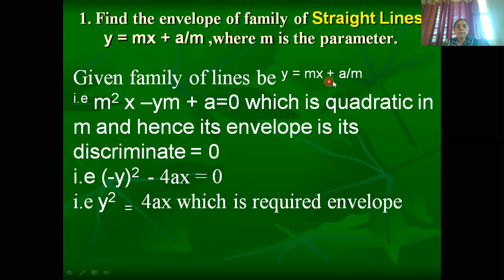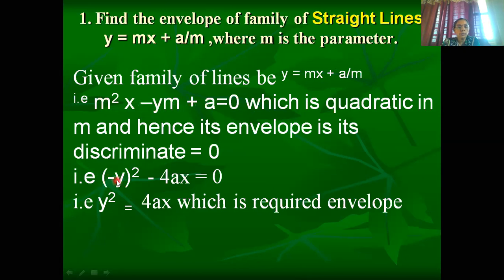But here I am making this a quadratic. Multiplying throughout by m, we get my = m²x + a. So I will write that as m²x - ym + a = 0, which is quadratic in m. Hence its envelope is found by setting the discriminant equal to 0. Here a is x, b is -y, and c is a.